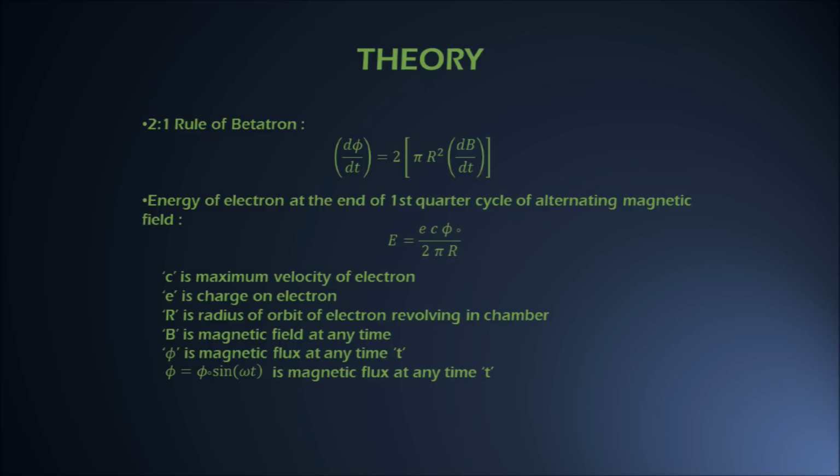Energy of electron at the end of first quarter cycle of alternating magnetic field is given by E into C into φ0 divided by 2πR. In this relation, C stands for maximum velocity gained by electron, E stands for charge on the electron, capital R stands for radius of orbit of the electron, that is fixed in case of Betatron. Capital B is magnetic field at any time t, and φ0 is peak value of instantaneous magnetic field.